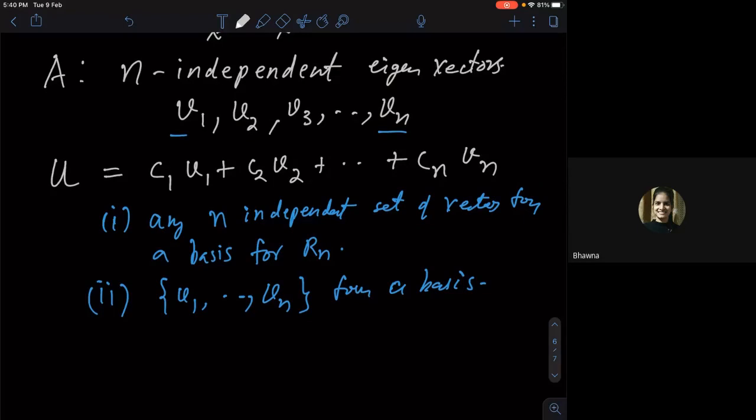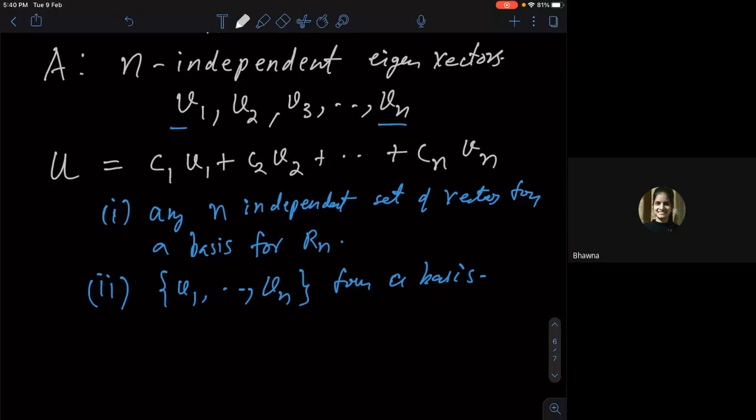Now I am asking you, assume that I already know the eigenvalues and eigenvectors of A. So now I want to find out AU. What is the answer? What is AU? So C1 lambda 1 plus C2 lambda 2 plus, so a linear combination of the lambdas.